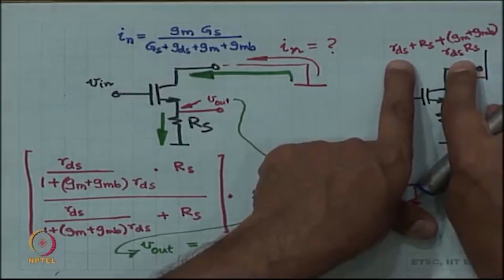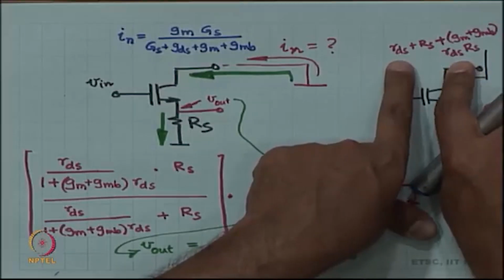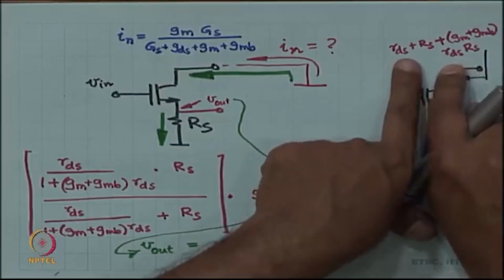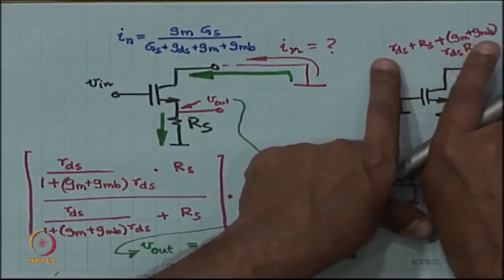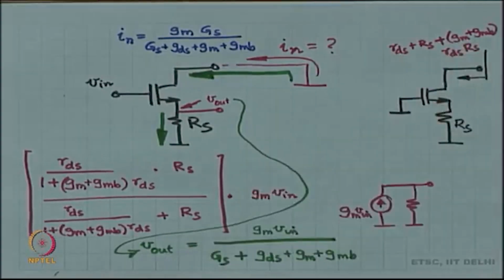That is my expression for IN, and my expression for the output impedance is so much. Would you like to convert this to conductances? It would be a bad idea generally to convert this to conductances, because these are all in series, but you can do it. RDS is 1 by GDS, RS is 1 by GS, all right.